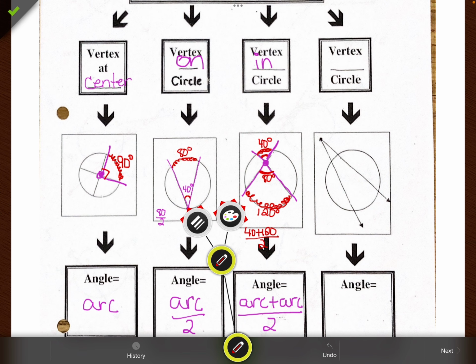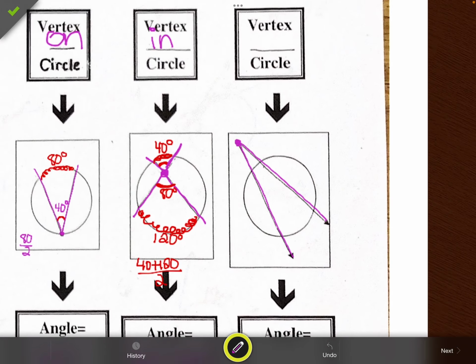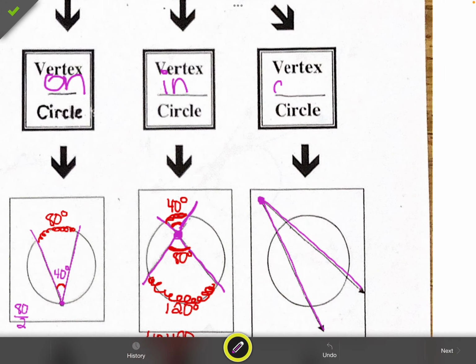The last picture, if you look, here's my angle. My vertex is right here. So if we look, our vertex is outside the circle.